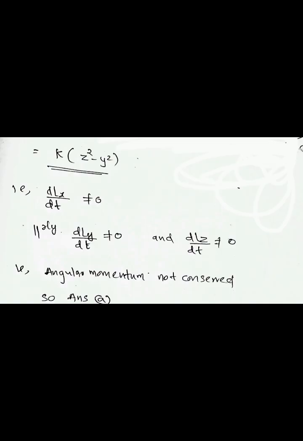That means dLx by dt not equal to 0. Similarly, dLy by dt not equal to 0 and dLz by dt not equal to 0. That means angular momentum is also not conserved. So the only term conserved here is the energy. So energy is the only term that is conserved here. So the option is A.